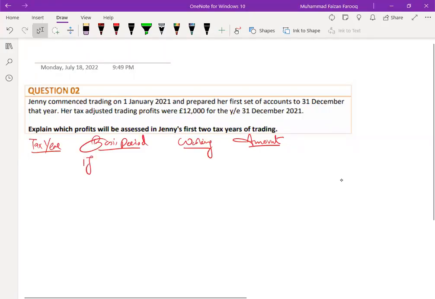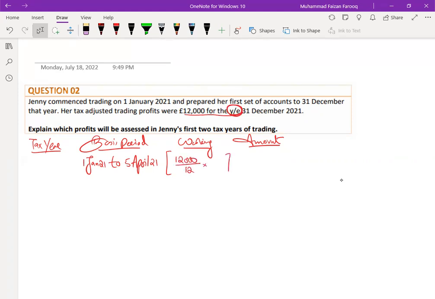Okay. The business started from 1st January 21, which means it's the first year of trade. So we will go to the very first 5th April, which will be in 21 or 22? 21. Okay. So the amount is 12,000 for the year end. Year end means how many months? 12 months. And we make a set of basis period. How many months? January till April 5 is 3, because 5 days we are not counting. So January, February, March. So the answer is 3,000. And the tax year ending is 21, so the start will be 20. Correct or no? Did you identify the correct tax year? Yes. Okay, very good. Now, till here we are fine.